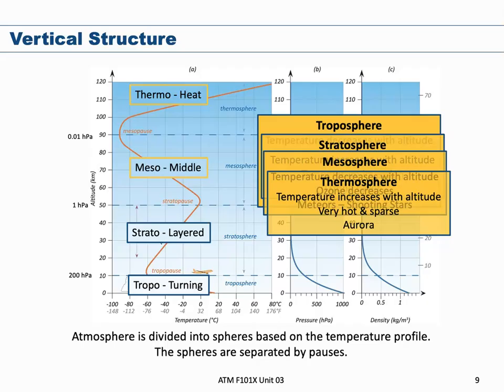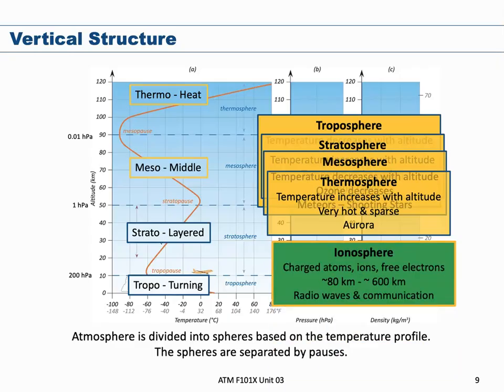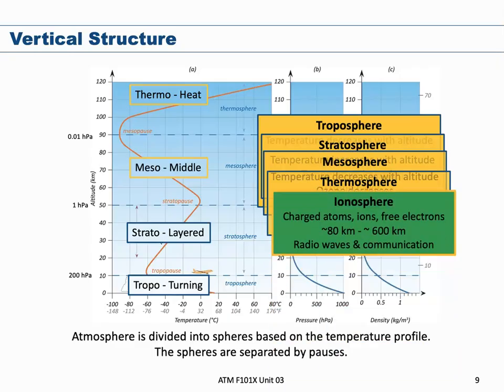The thermosphere is where the temperature increases with altitude, the gas becomes very hot and very sparse, and this is the altitude where the aurora occurs. Finally, the ionosphere is a layer of charged atoms, ions, and free electrons. It extends from about 80 kilometers to 600 kilometers, and the ionized particles and electrons impact radio waves and communication.